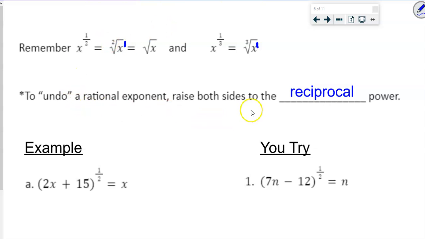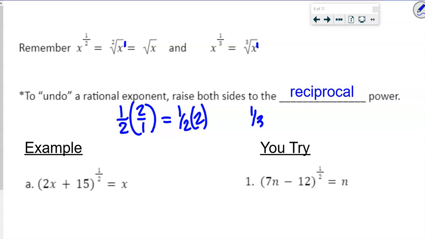So to undo a rational exponent, we raise both sides to the reciprocal power. So what is the reciprocal of 1/2? It is 2 over 1, which is really 2, right? So when we are dealing with this, we're going to do 1/2 times 2, because that gives me 1, right? Okay, and then same thing with the 1/3. We're going to multiply it by 3 over 1, which is, again, 3 over 3 is 1, yes? So this is going to be, if we were to rewrite it, it's 1/3 times 3. So that's how you cancel out the 1/2 and the 1/3, okay?